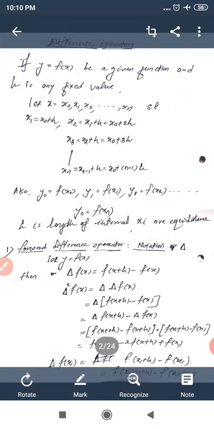For example, x equal to 0, 1, 2, 3, 4. So the length of the interval is 1. x equal to 0, 2, 4, 6, 8. The length of the interval is 2.